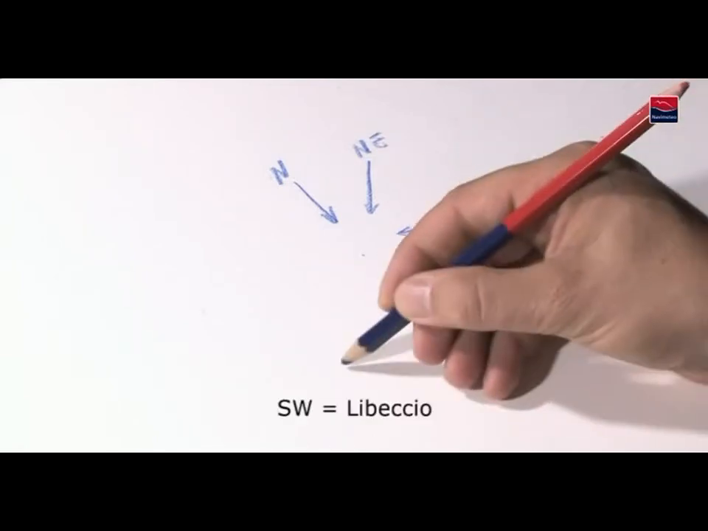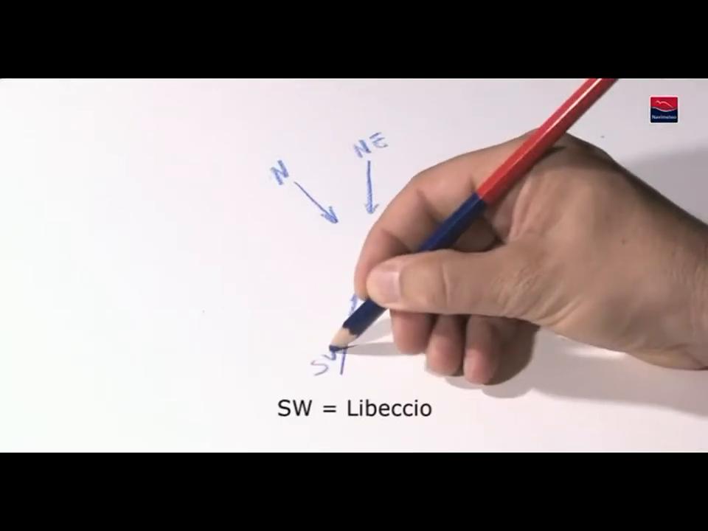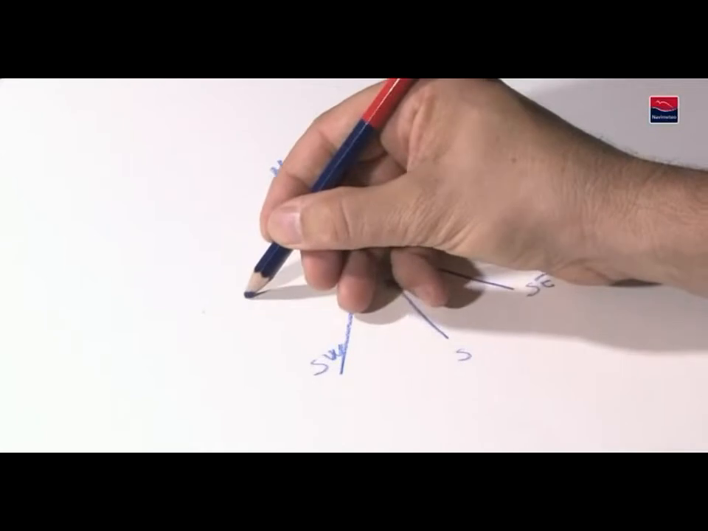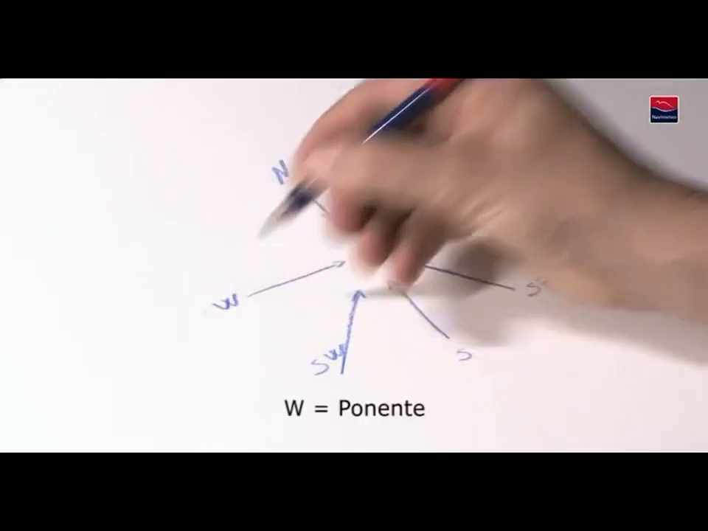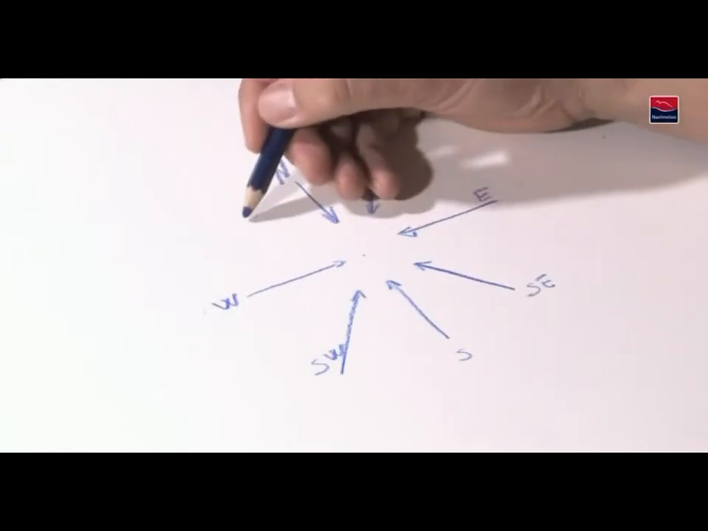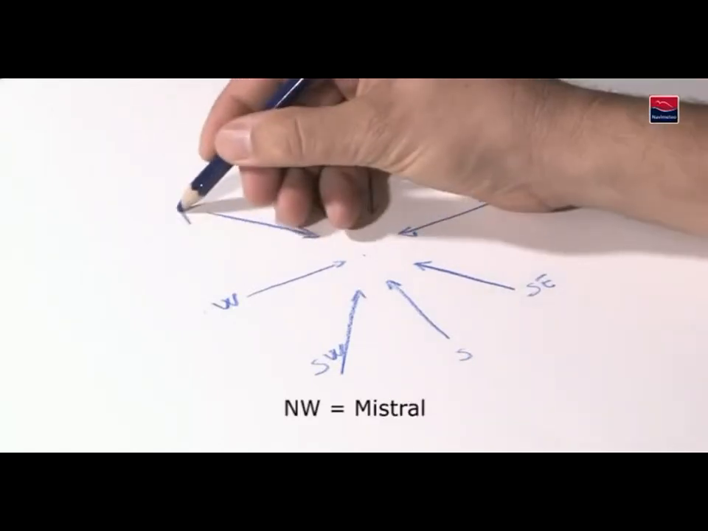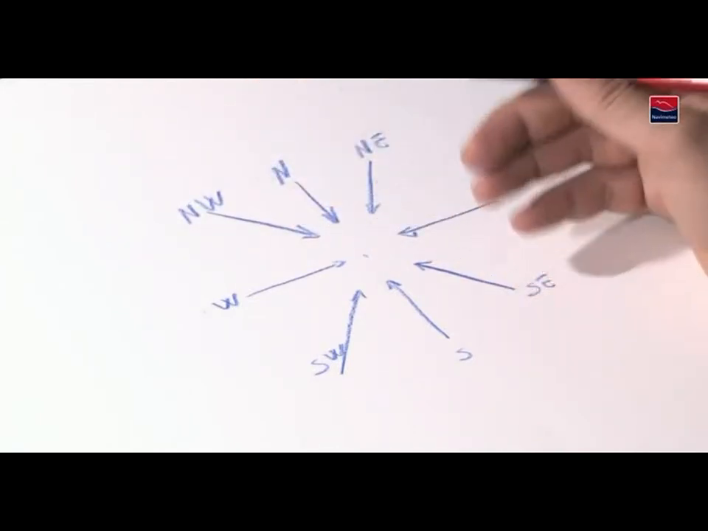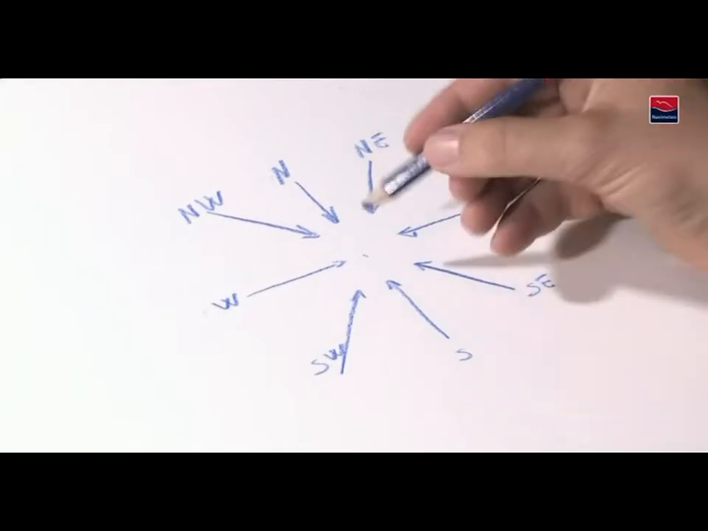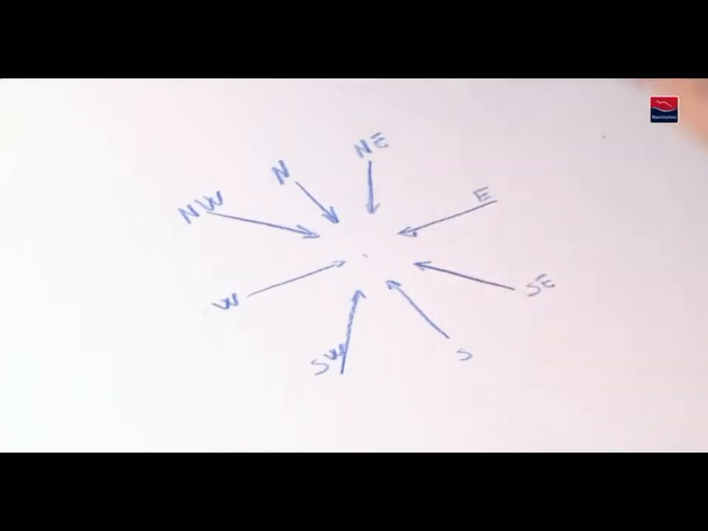From the southwest, the libiccio. From the west, the ponente, where the sun sets. From the northwest, the mistral. The important element to remember is that the wind blows always from a certain point in a certain direction, just as if the observer's position were at the centre of the compass card.